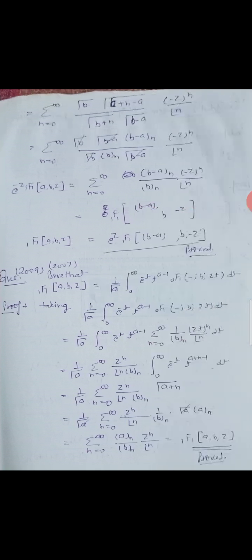Summation n equal to 0 to infinity gamma b (b minus a)_n (minus z) to the power n upon gamma b (b)_n gamma (b minus a) factorial n. This is, e to the power minus z 1F1(a; b; z) is equal to summation n equal to 0 to infinity (b minus a)_n (minus z) to the power n upon (b)_n factorial n, which is equal to 1F1(b minus a; b; minus z). So 1F1(a; b; z) is equal to e to the power z 1F1(b minus a; b; minus z).